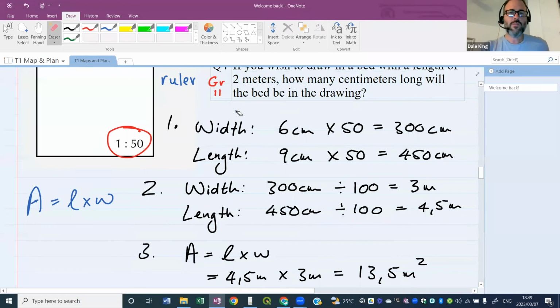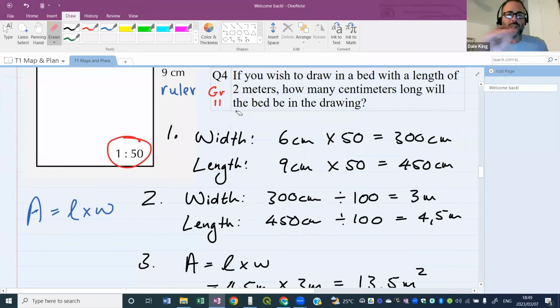I'll go back to the question. You wish to draw a bed into this diagram. Its real length in the real world is 2 meters. So what will its length be in the diagram?